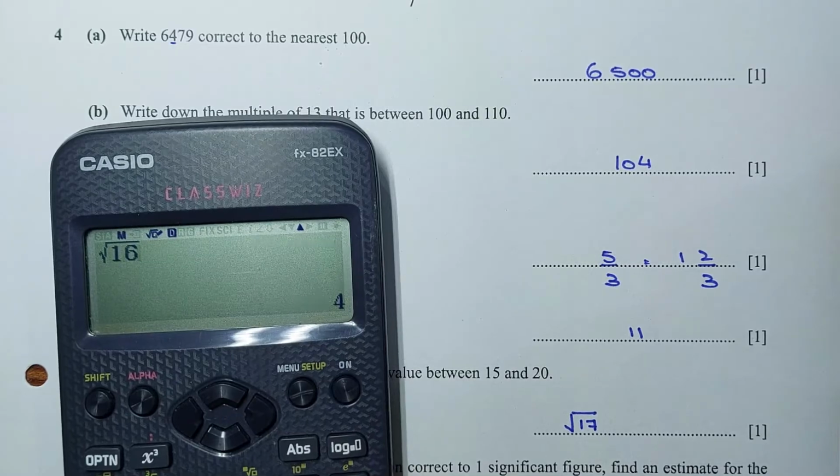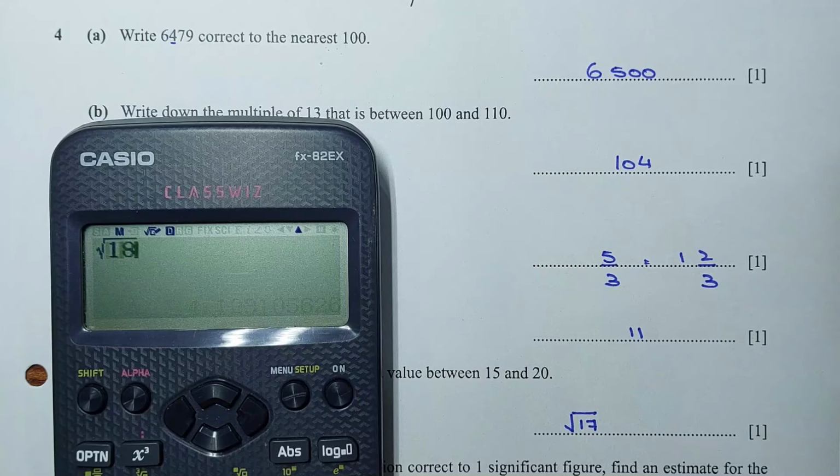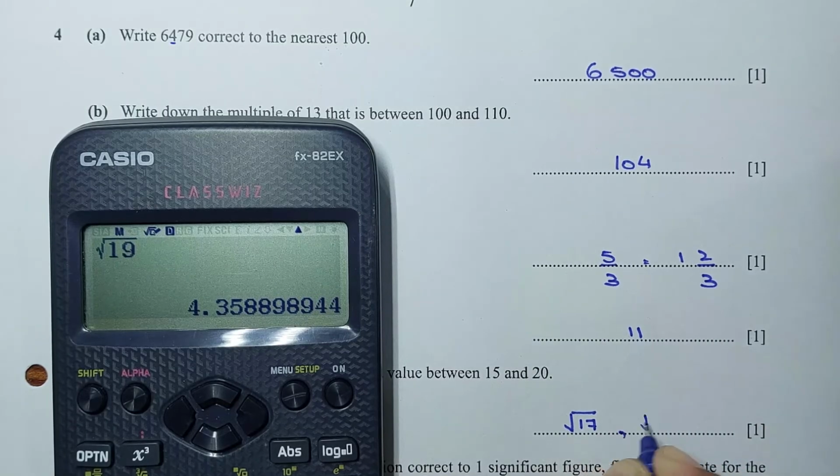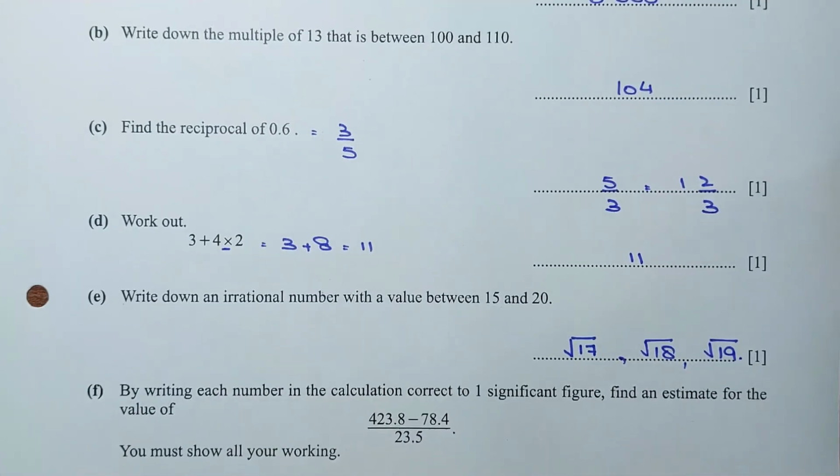Square root 16 is 4. Square root of 17 is an irrational number. Square root of 18 is an irrational number. And square root of 19 is an irrational number, not 20. You can write down any. Square root of 18 is also correct and square root of 19 is also correct. All are irrational numbers.